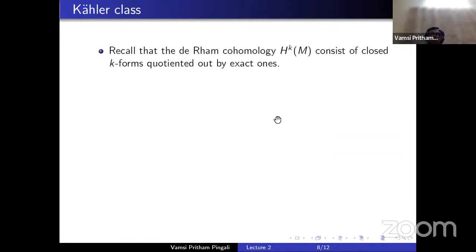Recall that the de Rham cohomology consists of closed forms quotiented out by exact ones. Now it's finite dimensional for compact manifolds. There are several ways to prove this. One way is to use the Hodge theorem. I believe that some Hodge theory was covered prior to this lecture, so I might be repeating certain things, but nonetheless, it's always good to see these things more than once. So the de Rham cohomology is finite dimensional for compact manifolds.